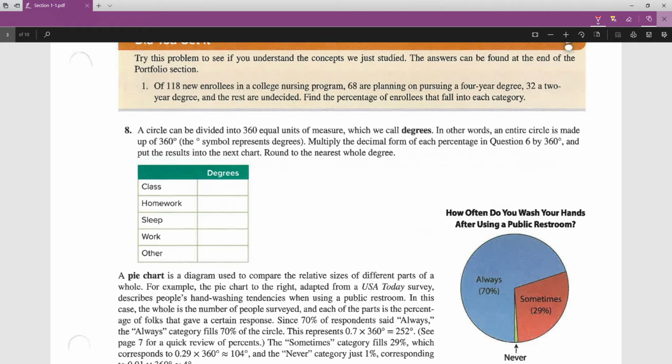So I know that for classwork we had 9%, which was 0.09. I am going to multiply that by what? How many degrees there are in a circle?